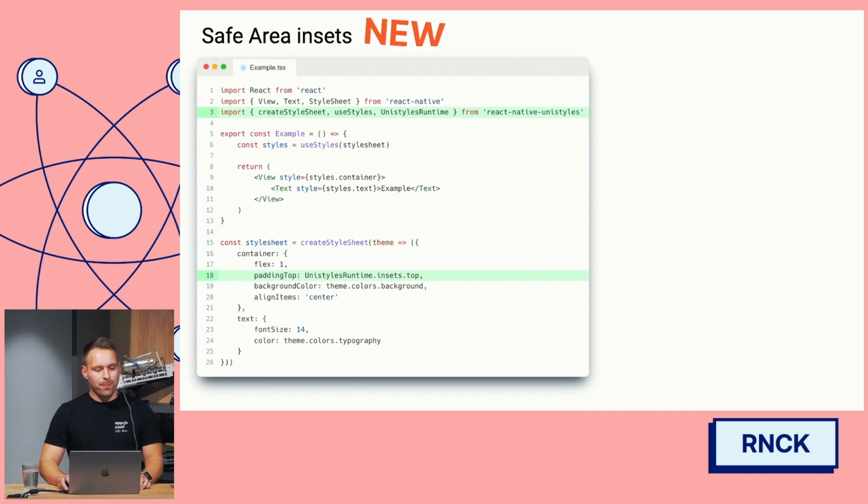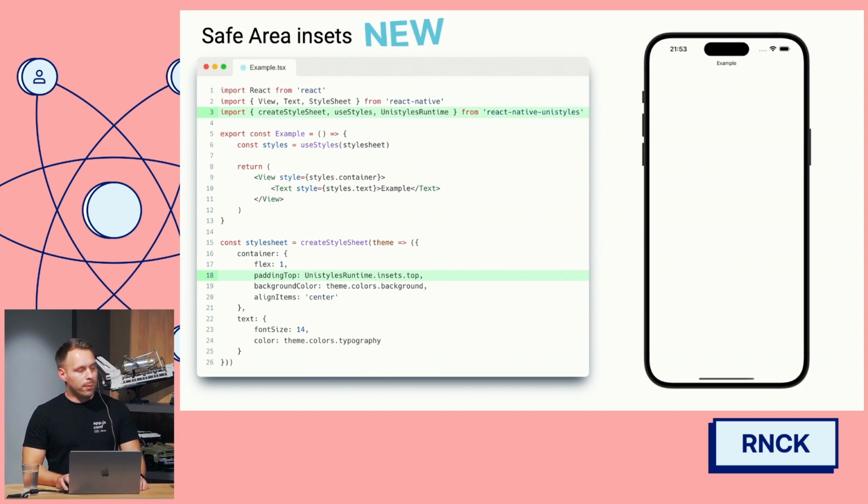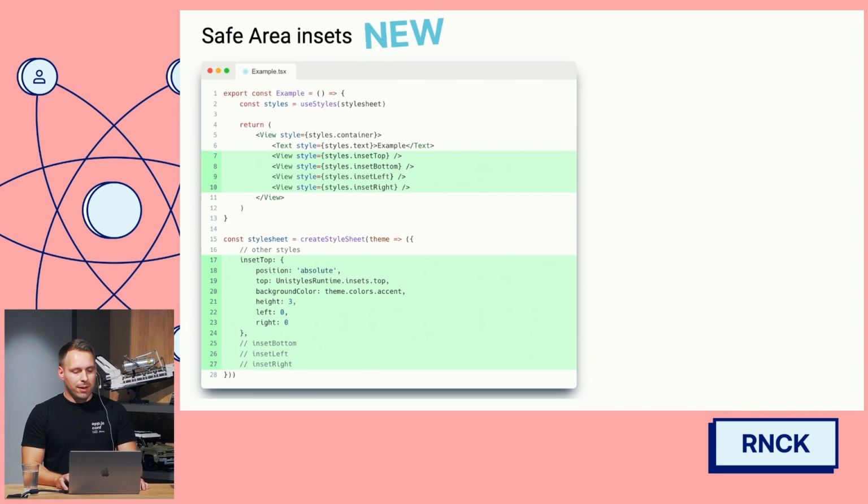Not anymore. You can import Unistyles runtime, which is a host object, and I will explain it later, and you can use it directly in your style sheet. Simply type Unistyles runtime.inset, and you have everything there. How will it work? It will automatically go below the dynamic island, and we can even go further.